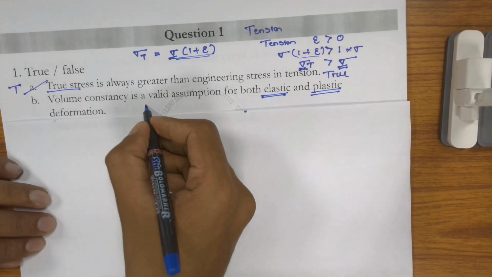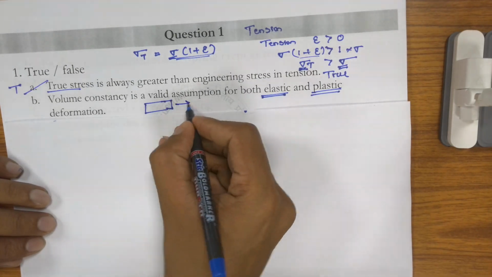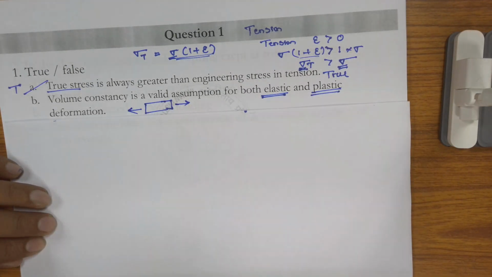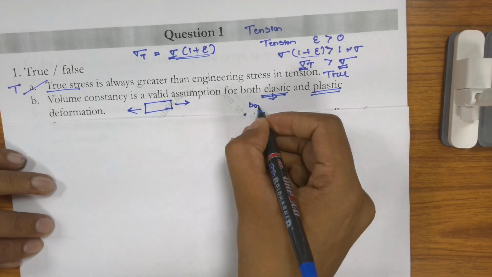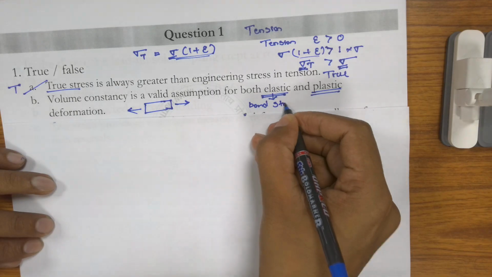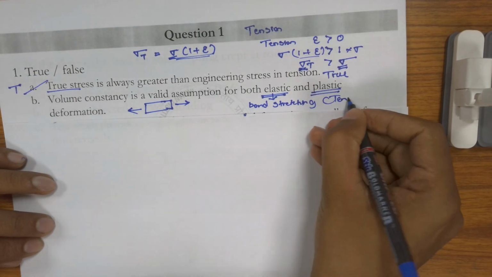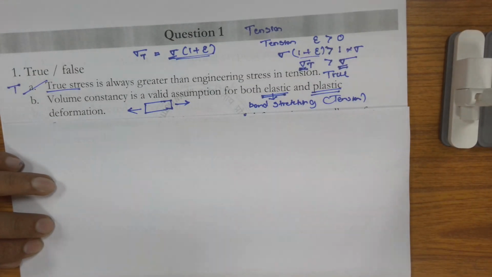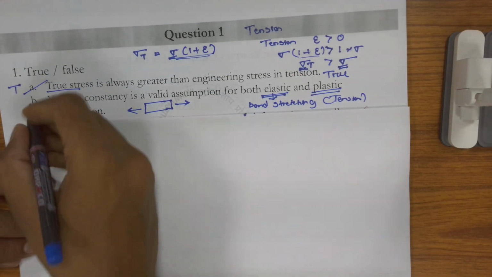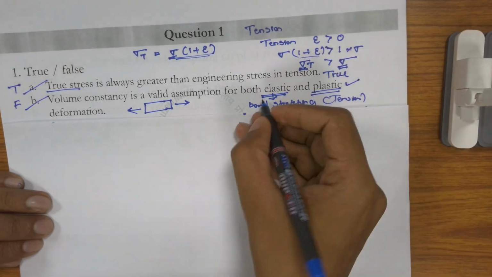The volume of the specimen can increase in the elastic deformation because we know that it involves the bond stretching. If we are talking about tension, the volume is going to increase while it will decrease for the compression. So the answer is false. For the plastic deformation it is valid, for the elastic it's not.